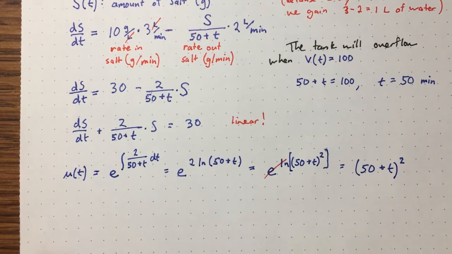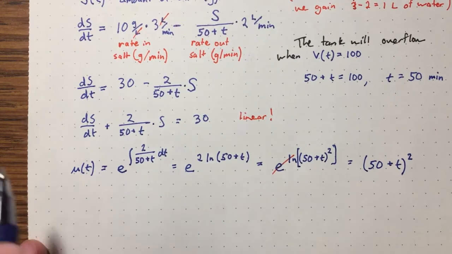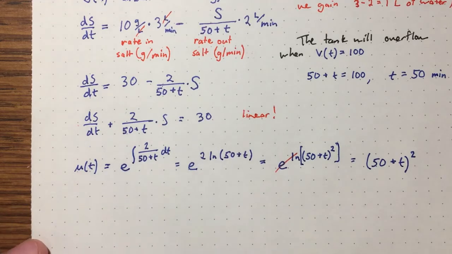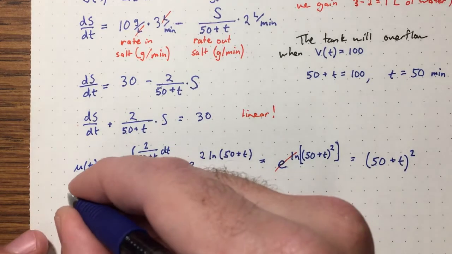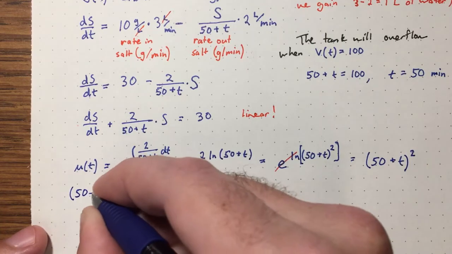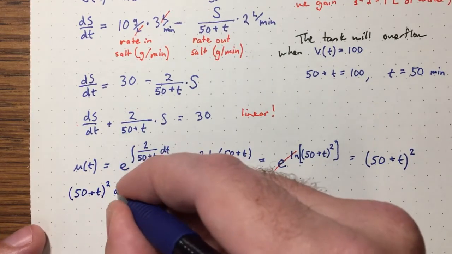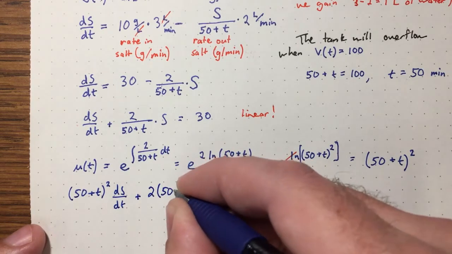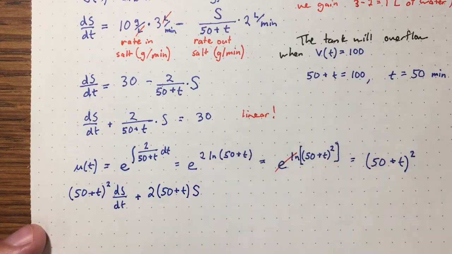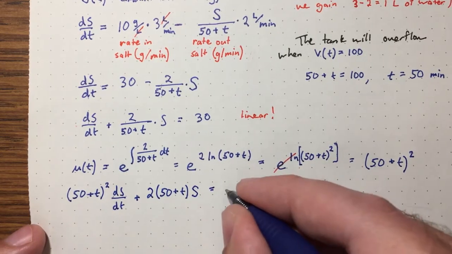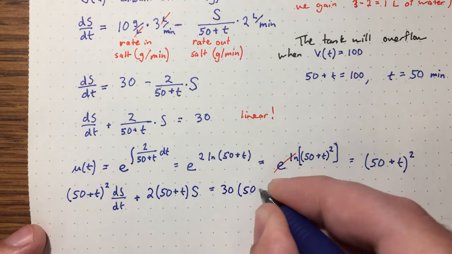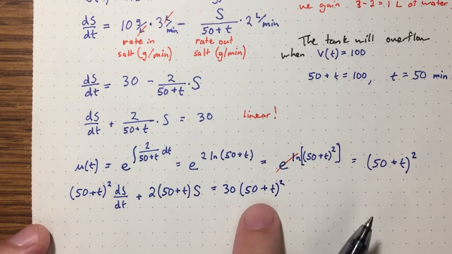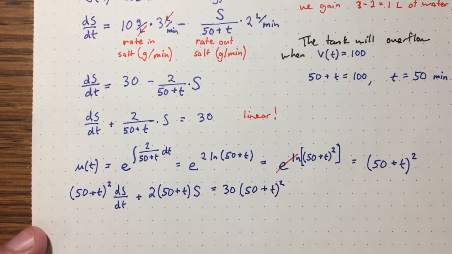And if you recall, what we do next is we multiply through by that integrating factor. Okay, we multiply through this equation, one in standard form. So let's go ahead and do that. So we're going to get 50 plus t squared times ds dt plus, this one's going to become 2 times 50 plus t s. That's going to equal 30 times 50 plus t squared. It's a very common mistake to forget to multiply the right side by this integrating factor. Also, we have to multiply the whole equation by it.